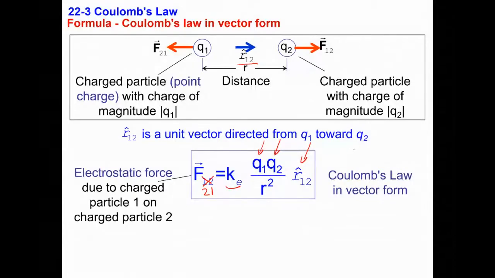Let's assume Q1 is positive and Q2 is positive. Okay, and let's verify this. So if this is positive and this is positive, their product is positive. And R12 is pointing in this direction. Okay, no, so this, yeah, okay. Actually this was correct, sorry. So this is F12. We're determining the force on object 2.